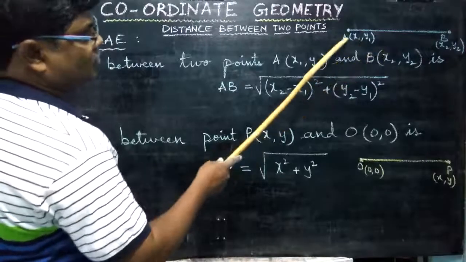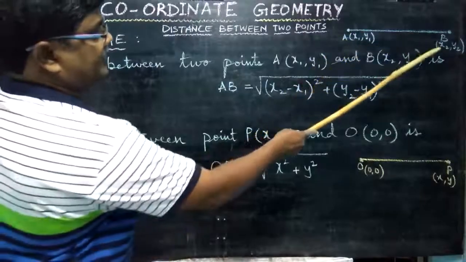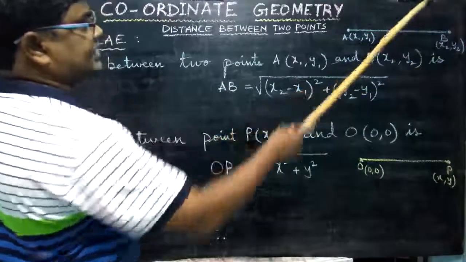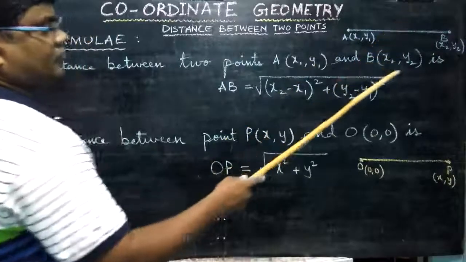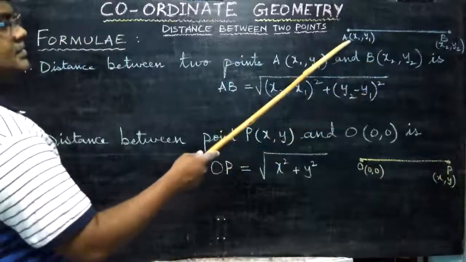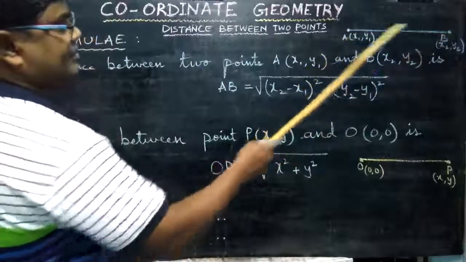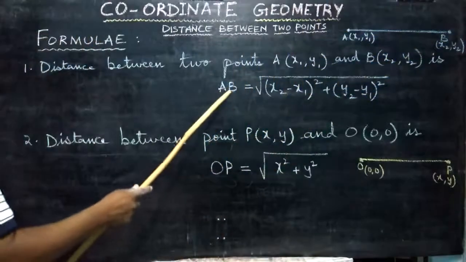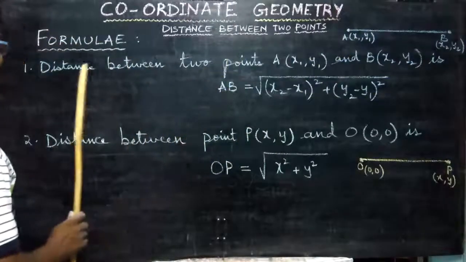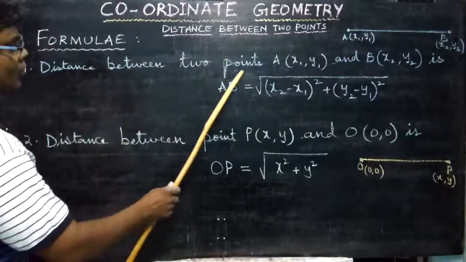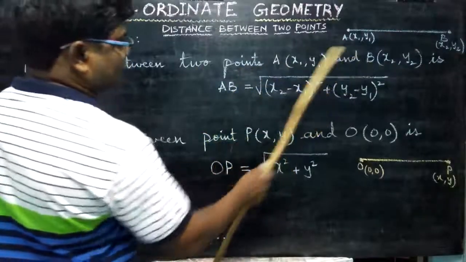So A is one point, the first point (x1, y1), the second point (x2, y2), the third point (x3, y3), like that. In the graph we plot ordered pairs, we all know, and we are calculating the distance between these A and B. How much? What is the formula of AB? The meaning of AB is distance between 2 points. What are those 2 points? A (x1, y1) and B (x2, y2).